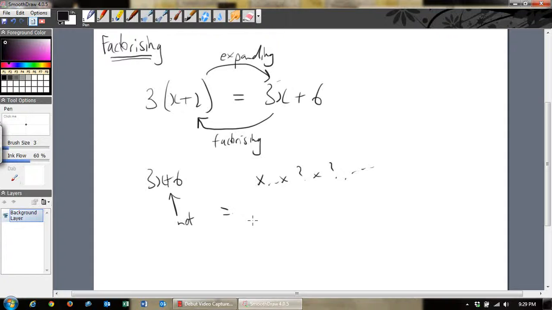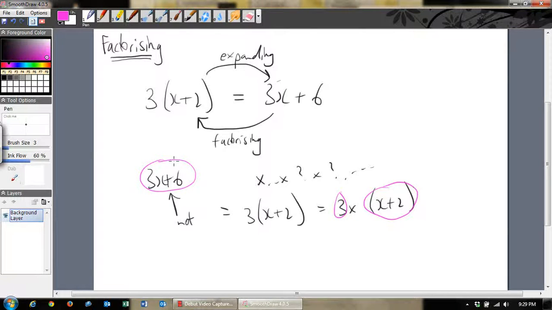Okay, but if we write that as 3 bracket x plus 2, what that means is 3 times x plus 2, and so we've broken it up into pieces. We've broken it up into factors. We've got a factor of 3, and we've got a factor of x plus 2, and these things are multiplied by each other. Hopefully you can see how that is different to this, where you've got two things added to each other. So this is in factored form or factorised form. And it's really important to understand what this is and how to get to it.